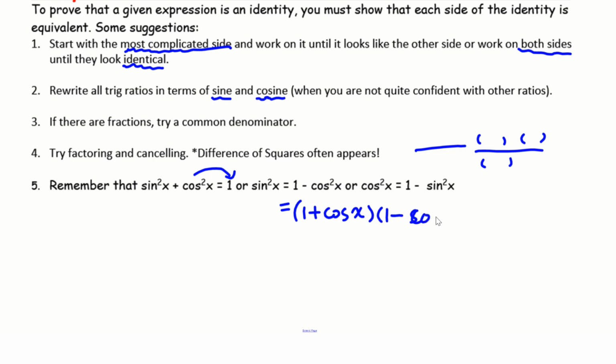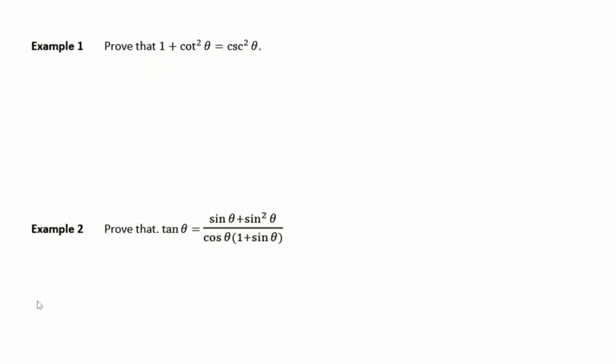Then by using this, you could factor something and cancel something. So 1 minus sine squared, we could write it as 1 plus sine x and 1 minus sine x. So these are the trig identities you use a lot to do the proof. This is what you need to have to do the trig identities proof.